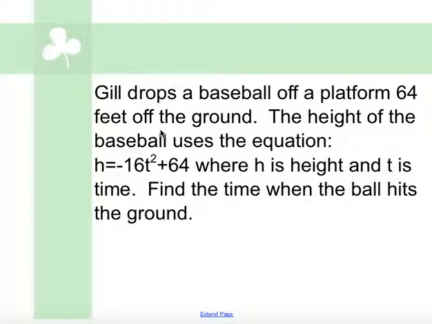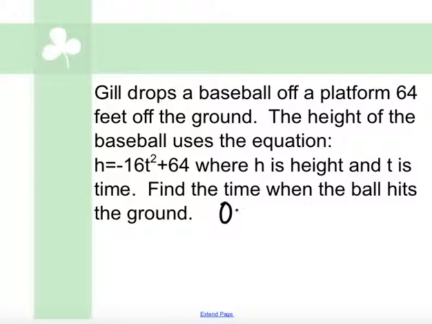Okay, so Jill drops a baseball off a platform 64 feet off the ground. The height of the baseball uses the equation h equals negative 16t squared plus 64, where h is the height and t is the time. Find the time when the ball hits the ground. Now, yes, we can go through all of the different points, find the vertex, find different points, or I can realize if I want it hitting the ground, that means that the height is 0.